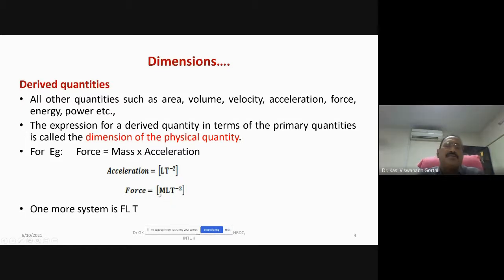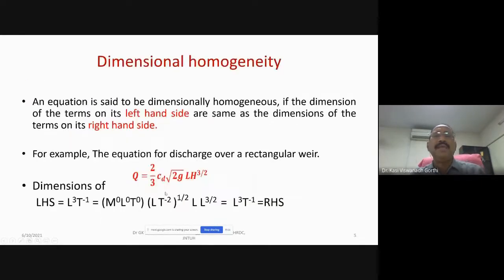We have another system also, the FLT system. What we adopt is the MLT system, where mass is considered to be the primary quantity, the fundamental quantity. But we have another system known as the FLT system, where force is considered to be the primary quantity and mass becomes a derived quantity, from which you will be able to derive the dimensions in terms of F, L, and T. But of course, we adopt only the MLT system.